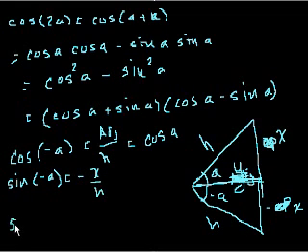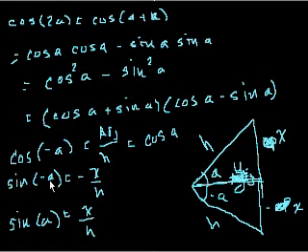What's the sine of a? Sine of a is equal to, this is a, opposite over hypotenuse, x over h. It's x over h, right? So sine of minus a is equal to minus 1 times x over h, right? Or if we multiply both sides of this by minus 1, minus x over h, right? So sine of minus a is equal to minus sine of a.